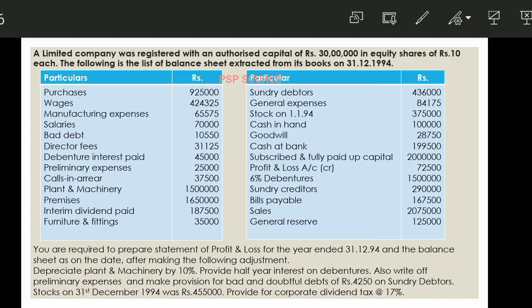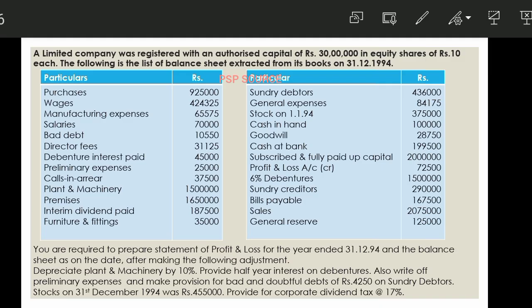Now, the adjustment entries are: depreciation of plant and machinery by 10%. Adjustment entries need to be entered in two places. The first, depreciation for plant and machinery, comes under depreciation and amortization expenses in the profit and loss statement, and next under tangible assets in the balance sheet.